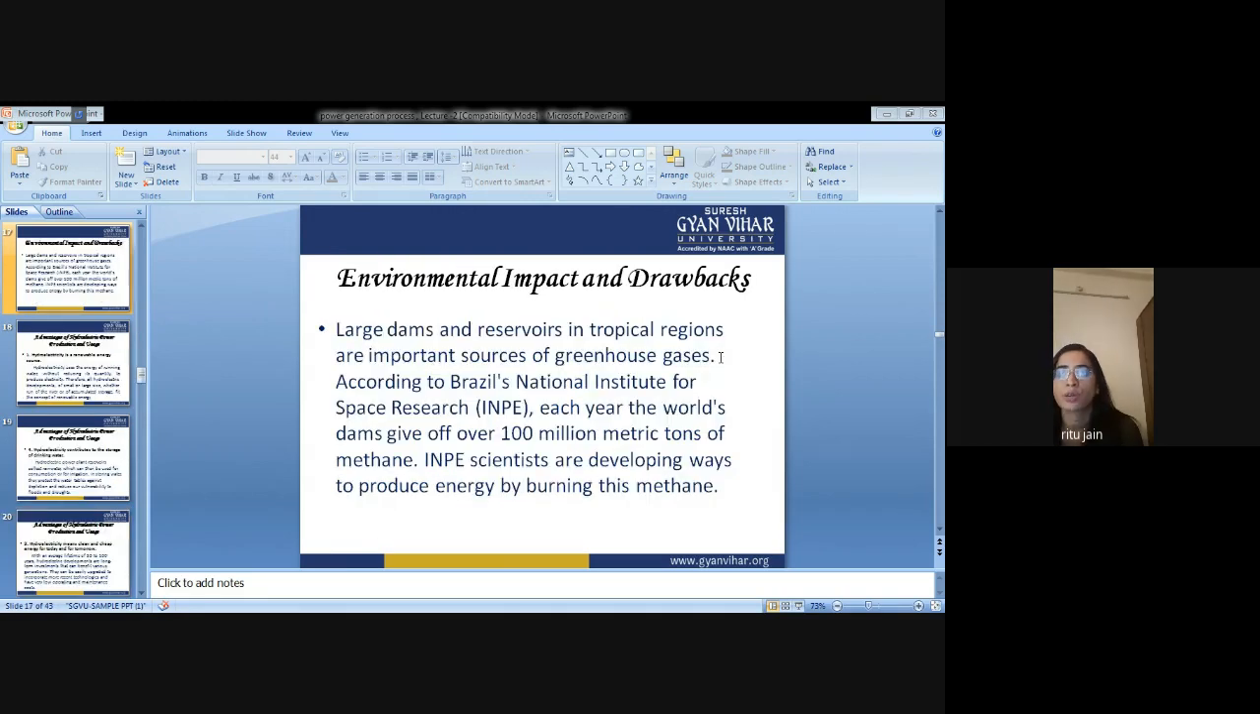Large dams and reservoirs in tropical regions are an important source of greenhouse gases. According to Brazil's National Institute for Space Research, each year the world's dams give off over 100 million metric tons of methane. So INPE scientists are developing ways to produce energy by burning this methane.